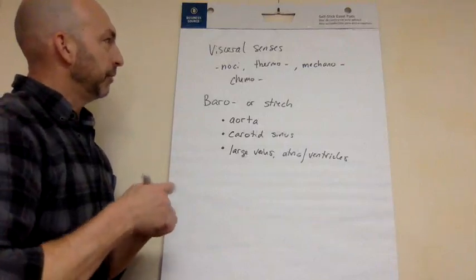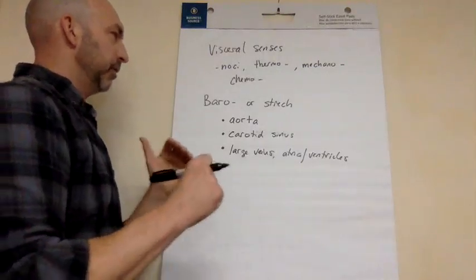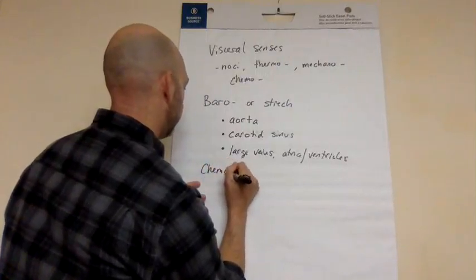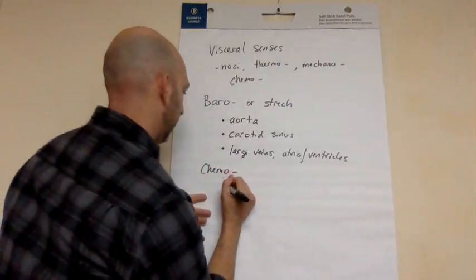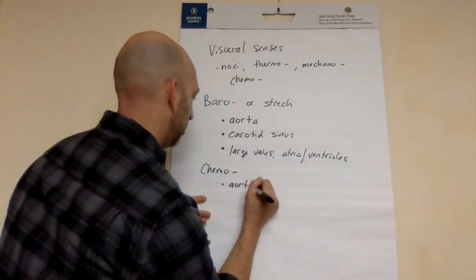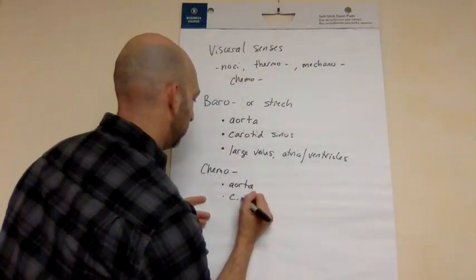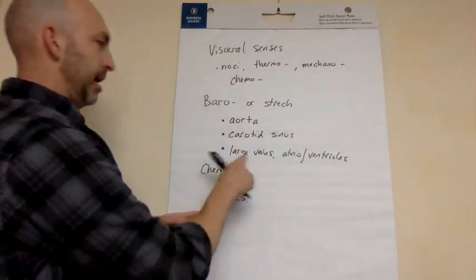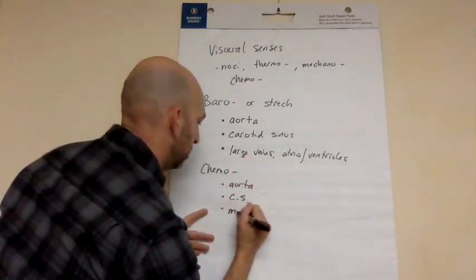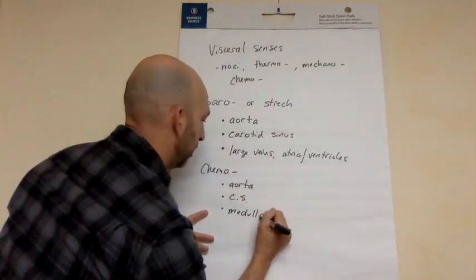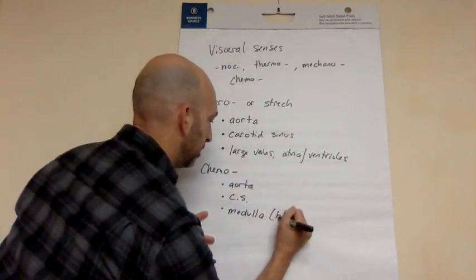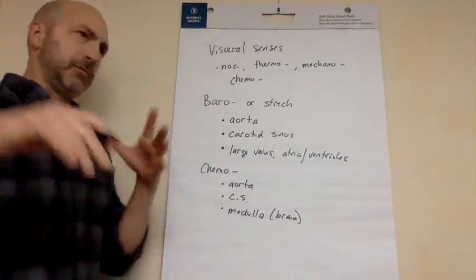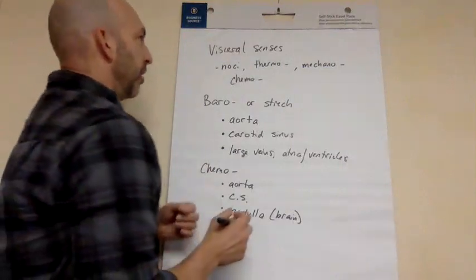Baroreceptors. Good. Now we need to do the chemoreceptors and their locations, and they're pretty straightforward because they're almost the same. Because they're also in the aorta, also the carotid sinus, but now the third location is not in the large veins; it's in the medulla of the brain. All right, well, what are these chemoreceptors sensing, and what are we using this information for?